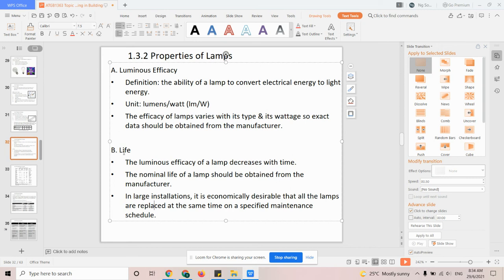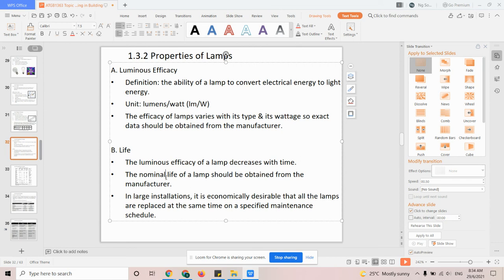So why? Because once the life of this lighting is over, there's a high chance that the light bulb will not turn on anymore. So you need to replace this light. So this is what it means by a lifespan of this lighting.